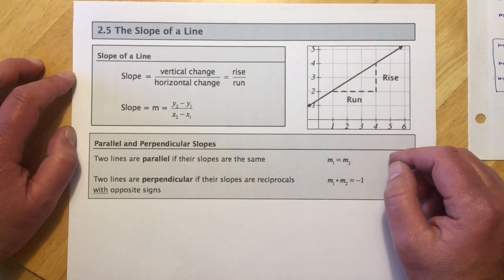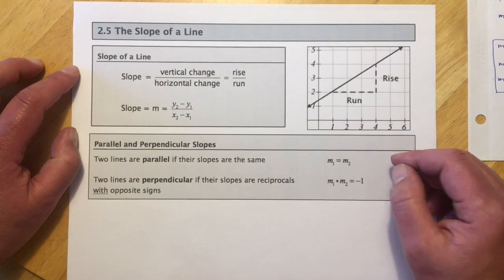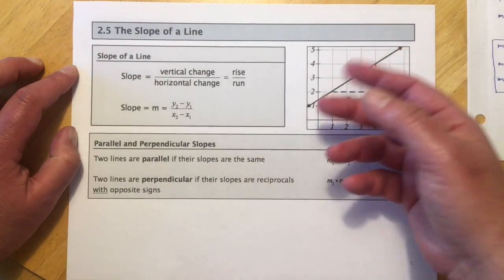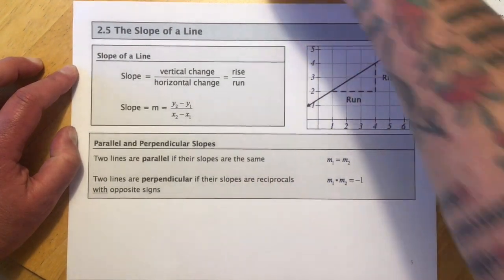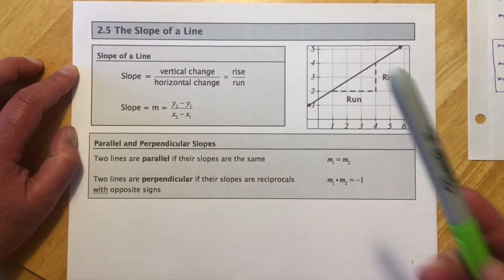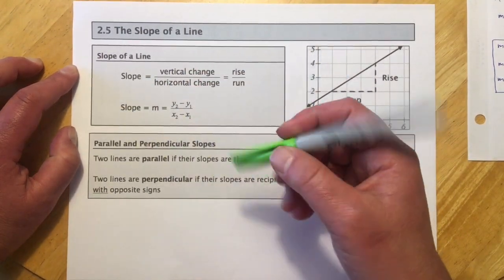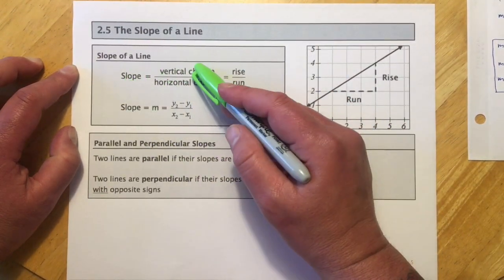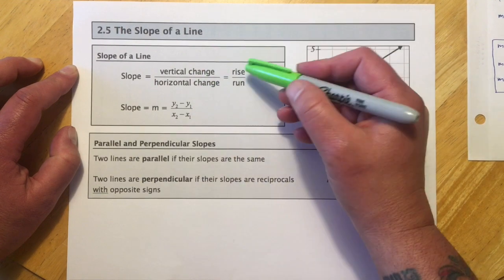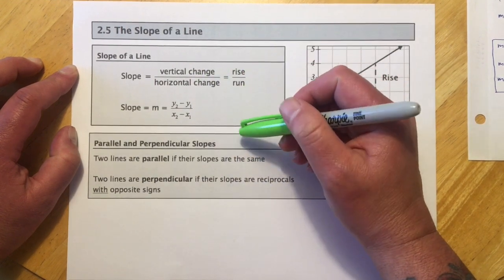Okay, next section is 2.5, slope of a line. And I've already been kind of referencing this in 2.4 since we've seen it at this point. Just kind of a little reminder of some of the definitions. So slope is vertical change over horizontal change, or easier to remember, rise over run.